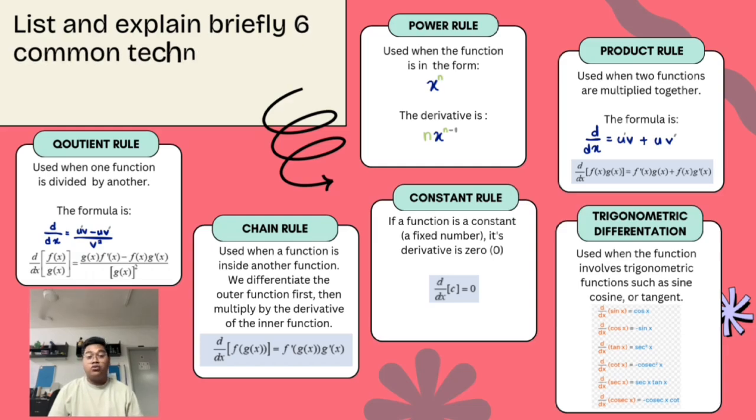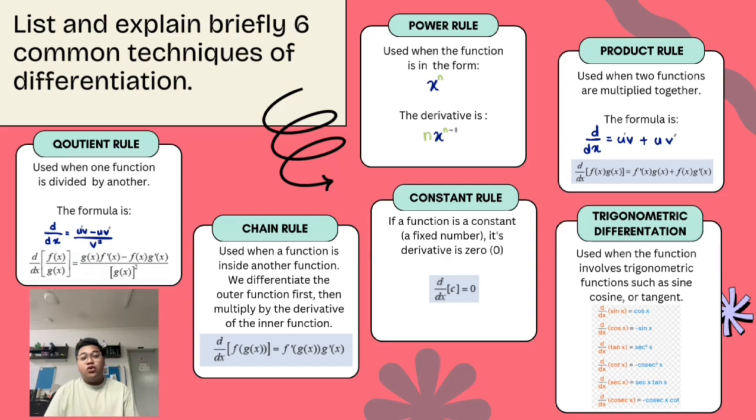So first, we have power rule. We use it when the function is in the form x to the power of n. So the derivative is n times x to the power of n minus 1. So next, we have product rule. We use it when two functions are multiplied together. It's like d over dx of f(x) times g(x). So it will be f prime x times g(x) plus f(x) times g prime x. Or we use d over dx equals u prime v plus uv prime.